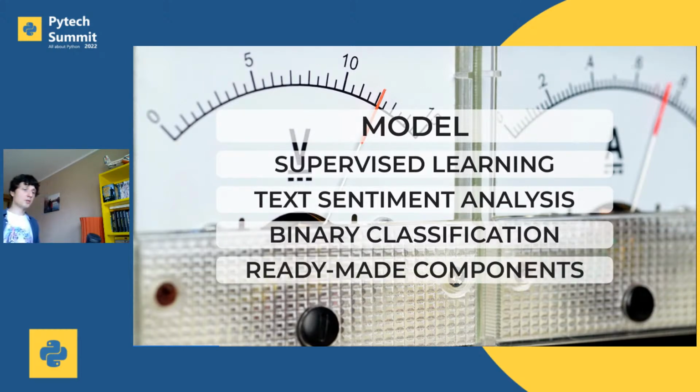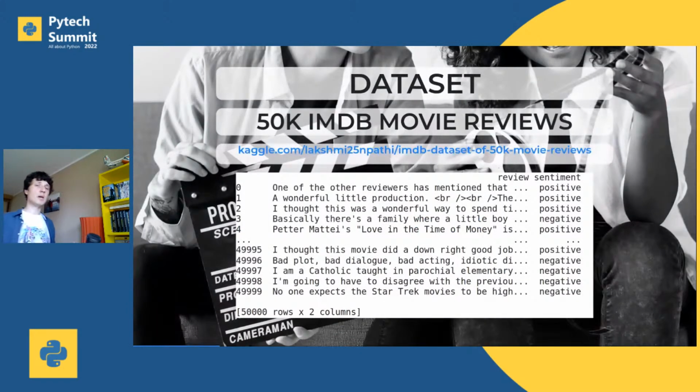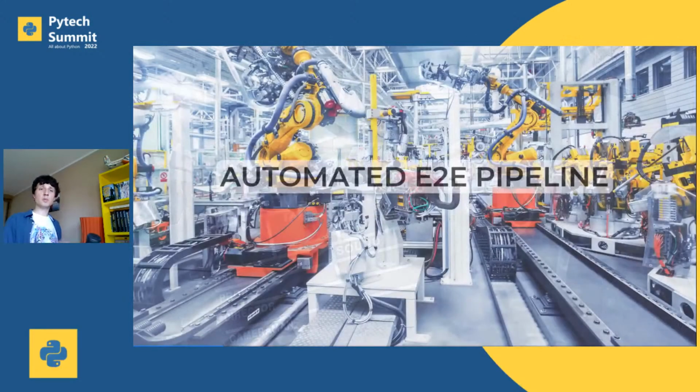And one other constraint that we wanted to introduce is to try to use as many ready-made components as possible. For the dataset, we found this dataset of 50,000 IMDb movie reviews on Kaggle. The dataset is very simple. We just have two columns. One is the text of the review, and the other one is sentiment. And the sentiment is either positive or negative. So we selected the problem, we selected the dataset.